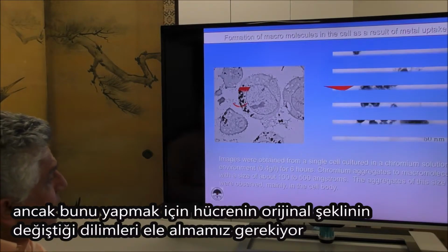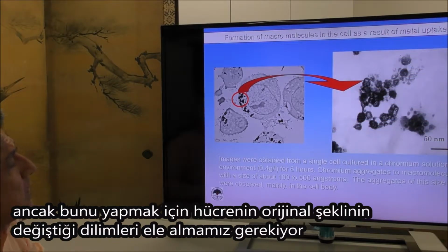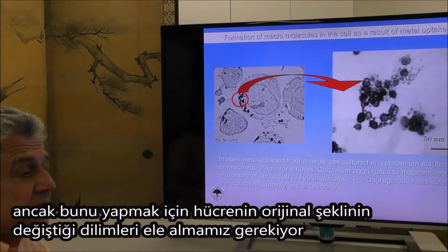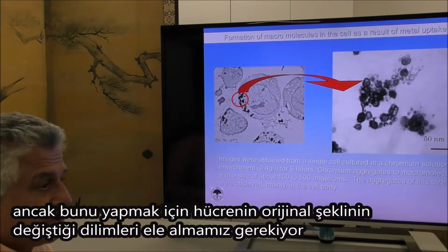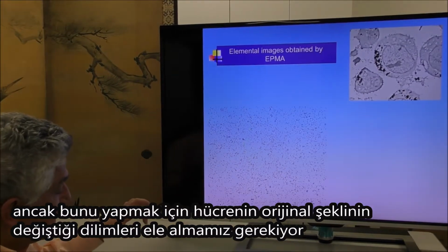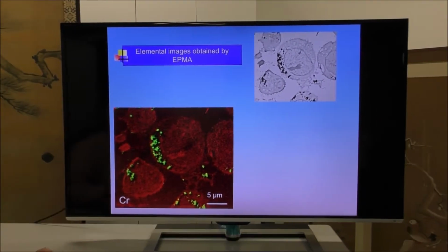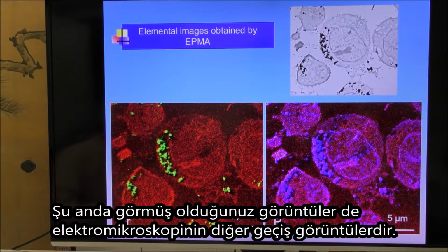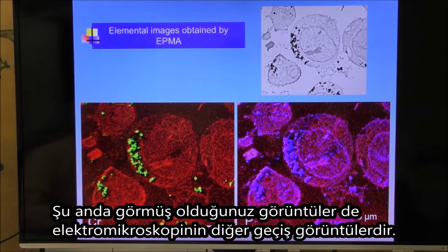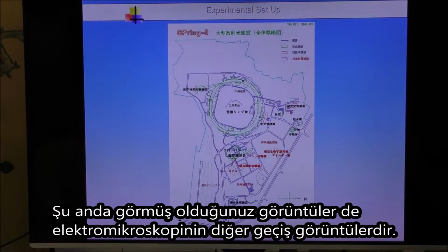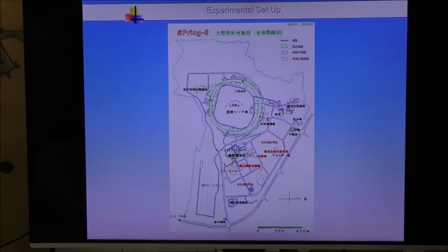But to do this, we need to take slices of the cell, which means the original shape of the cell is changed. These are also other transmission electron microscopic images that I showed just now.